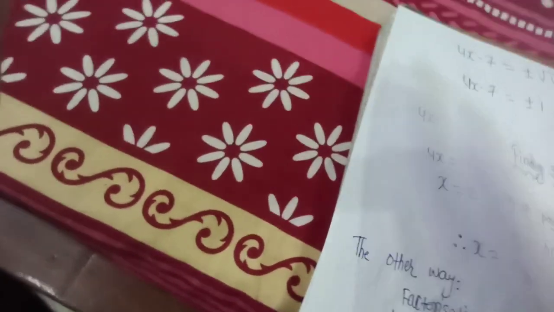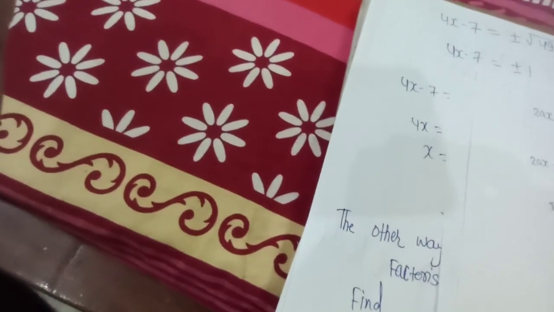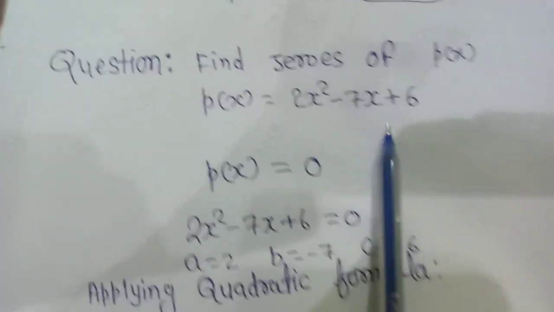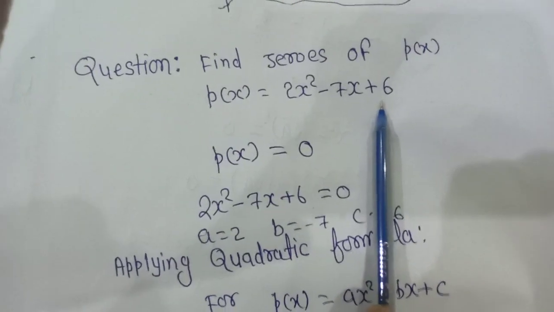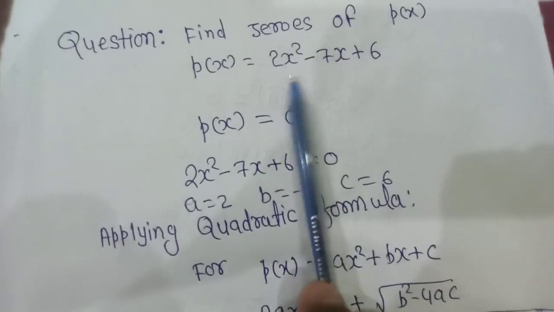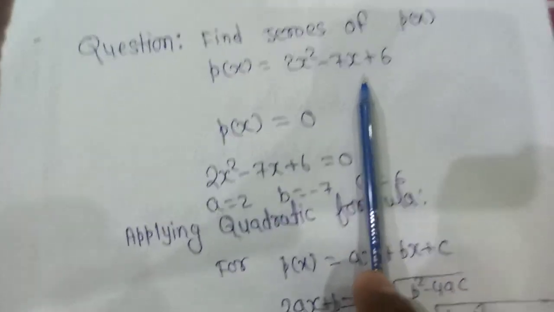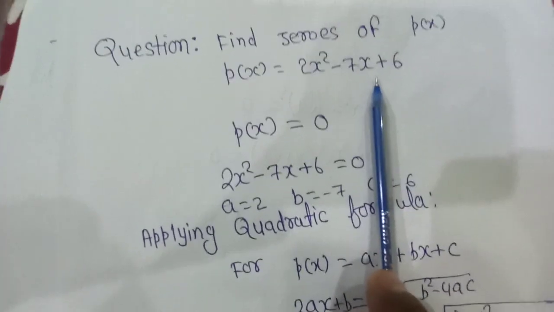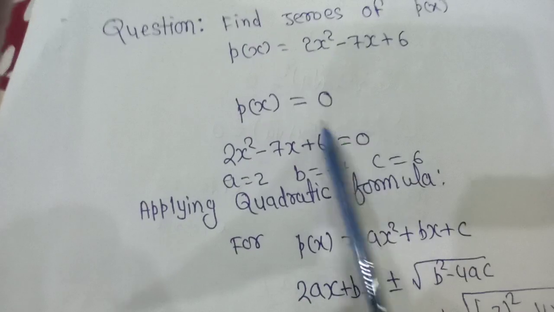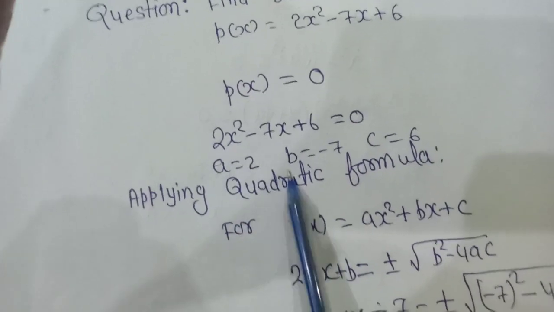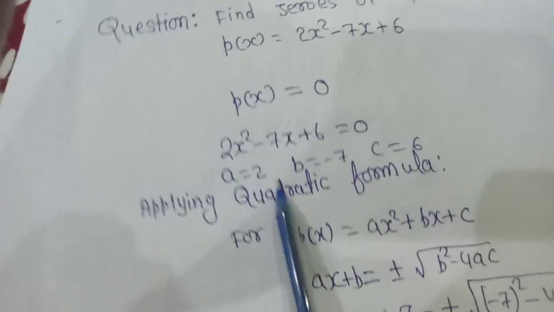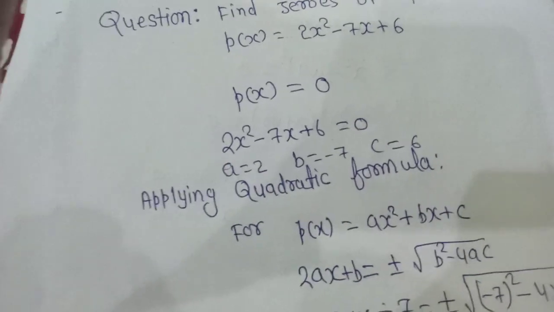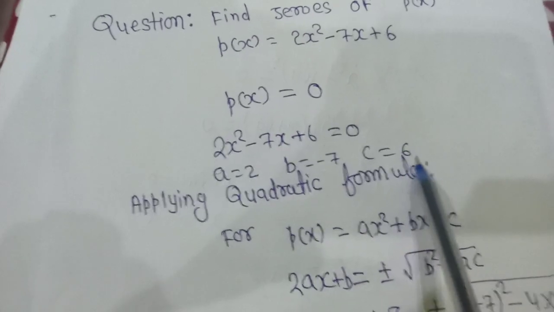and we will use this formula to find the zero of the polynomial. For example, here we took the example of 2x square minus 7x plus 6. We want to find the zero of this quadratic polynomial by applying the quadratic formula we found above. So we equate it to 0. This will be the quadratic equation, and here we can see that a is non-zero, which is positive. So a equals 2, b equals minus 7 and c equals 6.